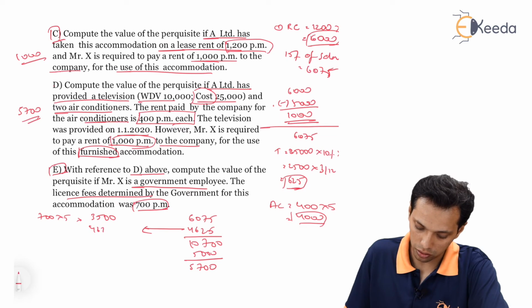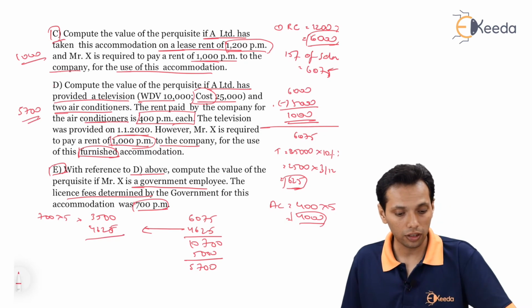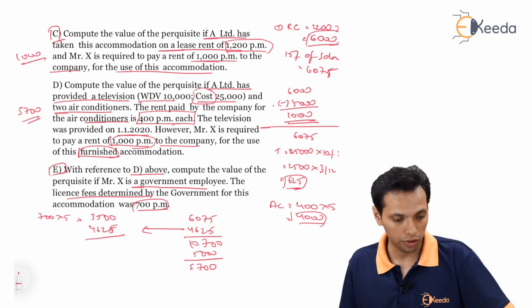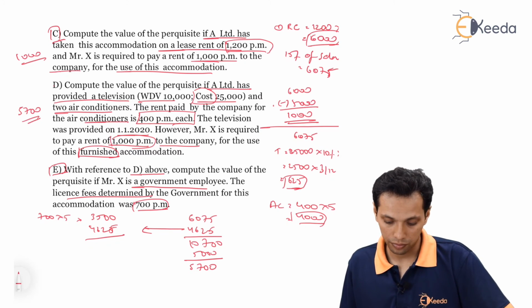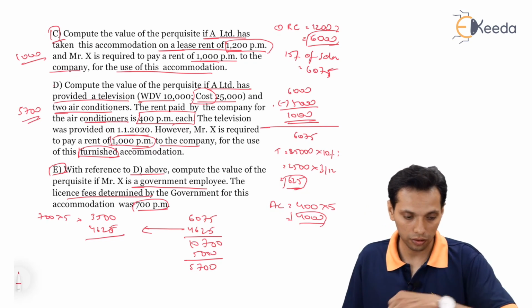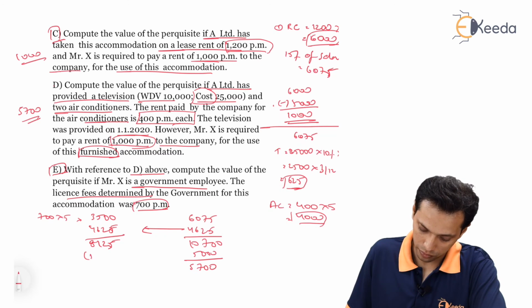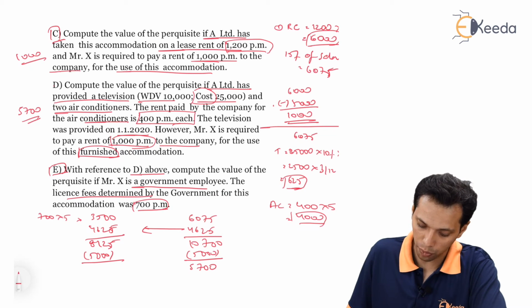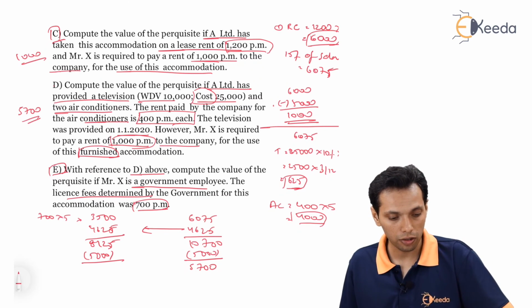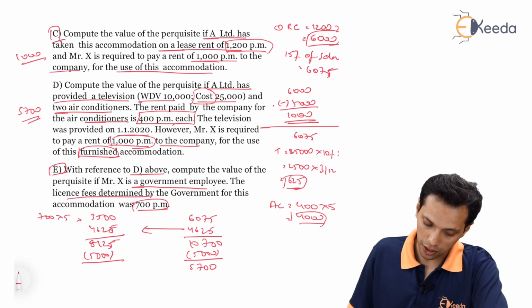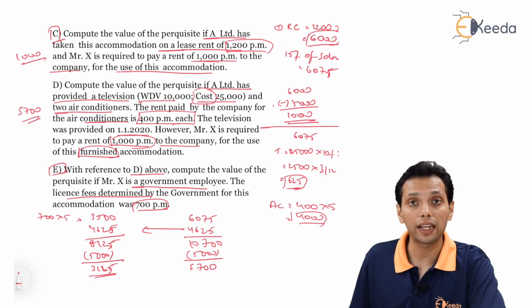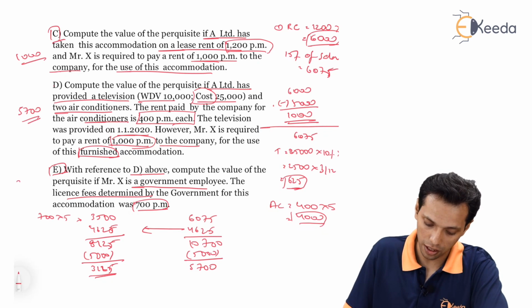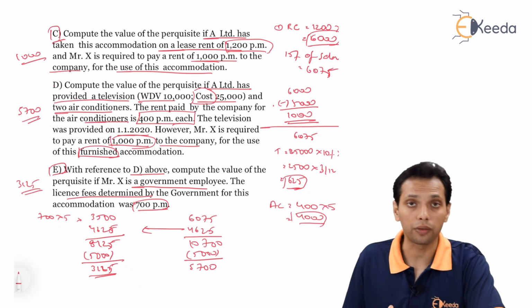Then furniture value is 4625. So 3500 plus 4625 is nothing but 8125, minus any amount which is recovered from the employee, which is nothing but 5000. So 3125 is the concession in rent and accordingly considered as taxable in the hands of the employee.